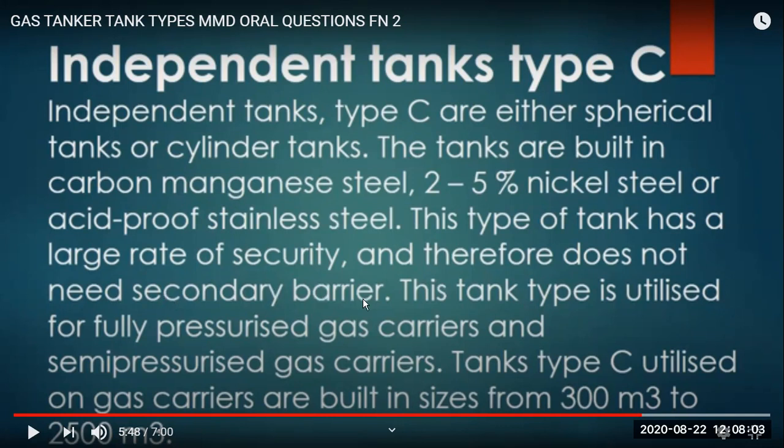So very good security is there for the tank, and the tank is utilized for fully pressurized gas carriers, as we discussed, because the metal itself is very strong, and because we don't need insulation, a secondary barrier is not required. Also, we can use it on semi-pressurized gas carriers, because pressurized cargo will also be carried there. The tanks are generally from 300 to 2500 cubic meters. Pressurized ships are very difficult to build, and very thick material is very expensive, so generally only small ships are there for pressurized carriers.